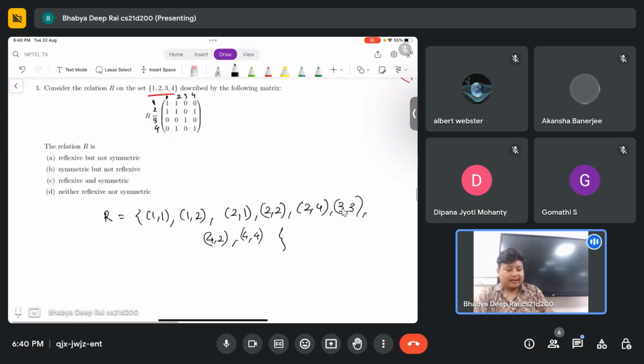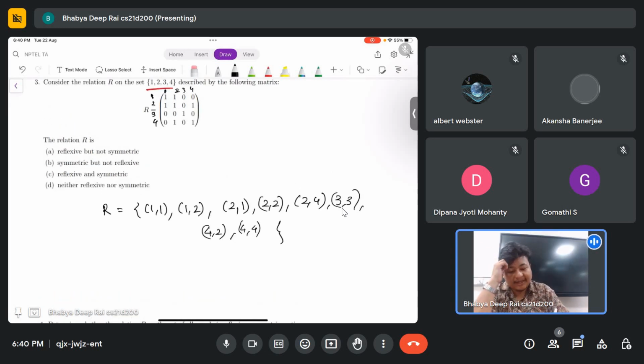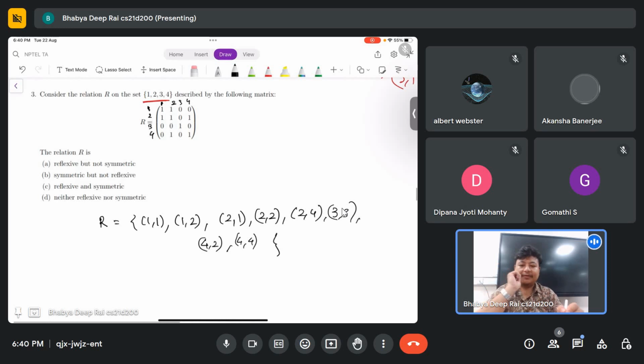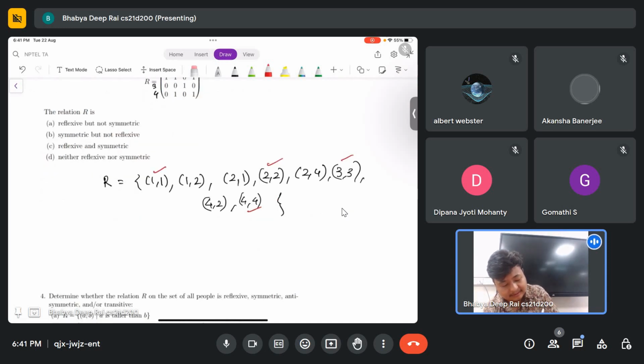Now the first question, is it reflexive? To check whether it is reflexive or not, all (a, a) from my set should be there. In other words, (1, 1), (2, 2), (3, 3), and (4, 4) should be there. Let's see. (1, 1) is there, (2, 2) is there, (3, 3) is there, (4, 4) is there. So immediately R is reflexive.